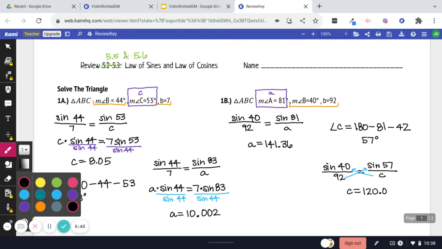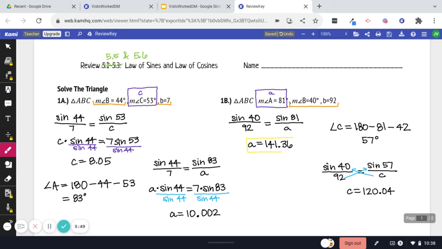And in this case, C is 120.04, which is really cool because, hopefully you're noticing, we've talked a lot about the importance of knowing the sizes of angles and their sides. So C was the biggest angle. Oh, something weird happened. C was not the biggest angle. Oh, yeah, sorry. Okay, A was the biggest angle at 81 degrees, and side A was the biggest at 141. Angle C was the medium angle at 57, and side C was the medium side at 120. And then angle B at 40 with side B at 92 is the smallest. So that right there was just some law of sines action happening.